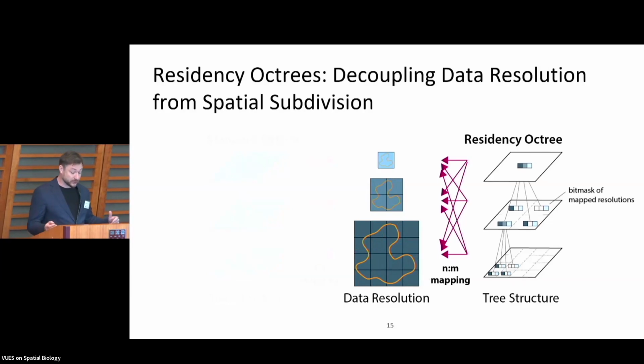And now with our approach, the residency octree, we decouple the spatial or geometric subdivision determined by the octree from the resolution level in the volume dataset. So instead of mapping each octree node to a single brick, we map each node to a set of bricks in each resolution level. And that allows us to use the residency octree for empty space skipping on a per node basis instead of a per brick basis. And it also allows us to evict unused low resolution data from the brick cache if we only ever render high resolution data, and vice versa.